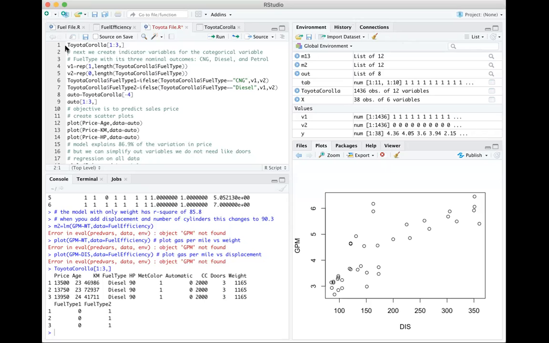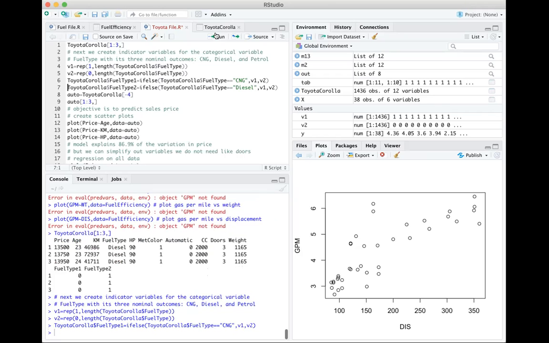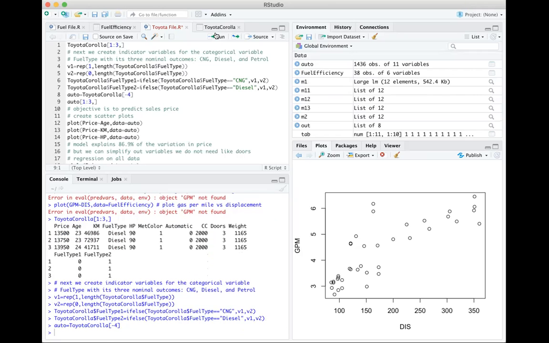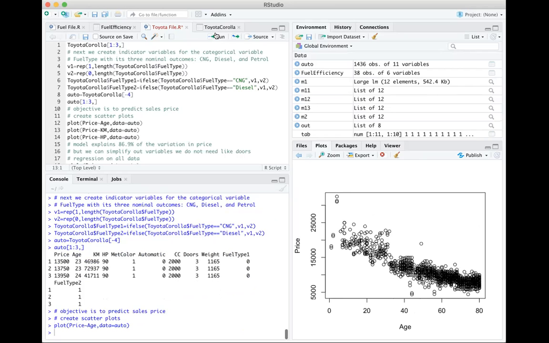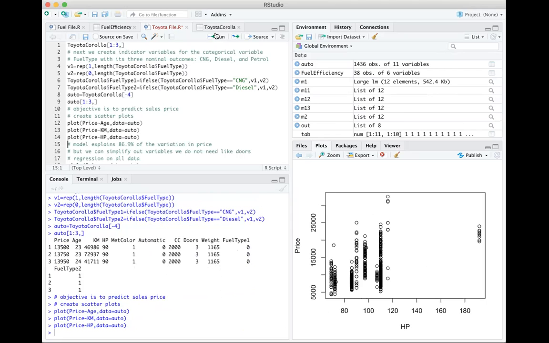First, we check the first 3 rows of Toyota Corolla. Next, we create the indicator variables from the categorical variable, the fuel type with its 3 nominal outcomes: CNG, diesel, and petrol. The objective is to predict the sales price, so we create the scatter plots from the 3 fuel outcomes we checked. First is the plot of price versus age, then the scatter plot of price versus kilometers, and third is the price versus HP, horsepower.